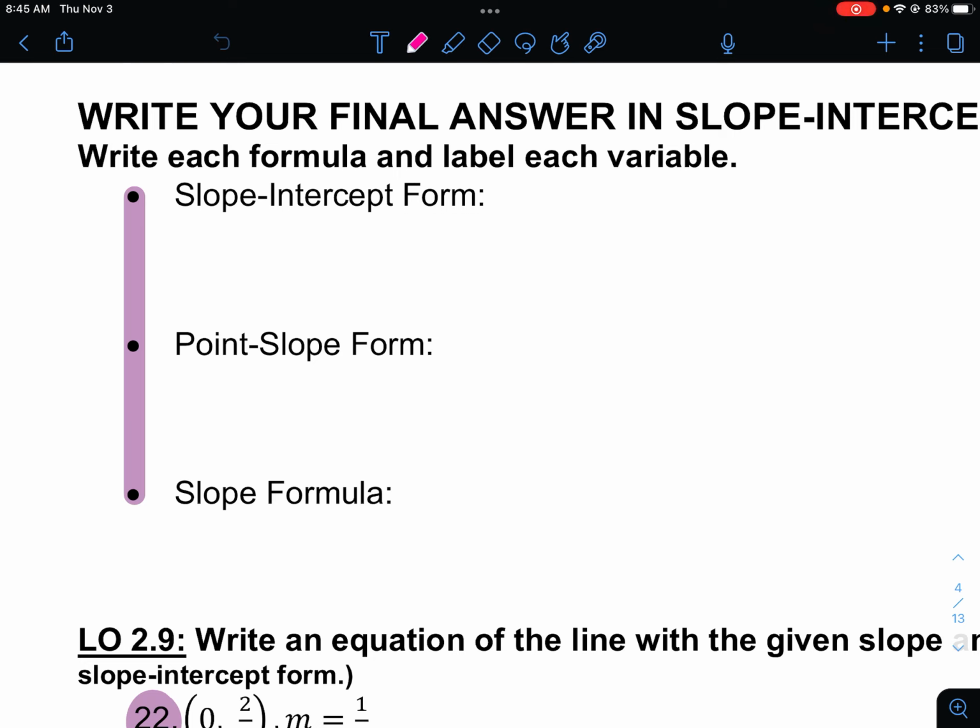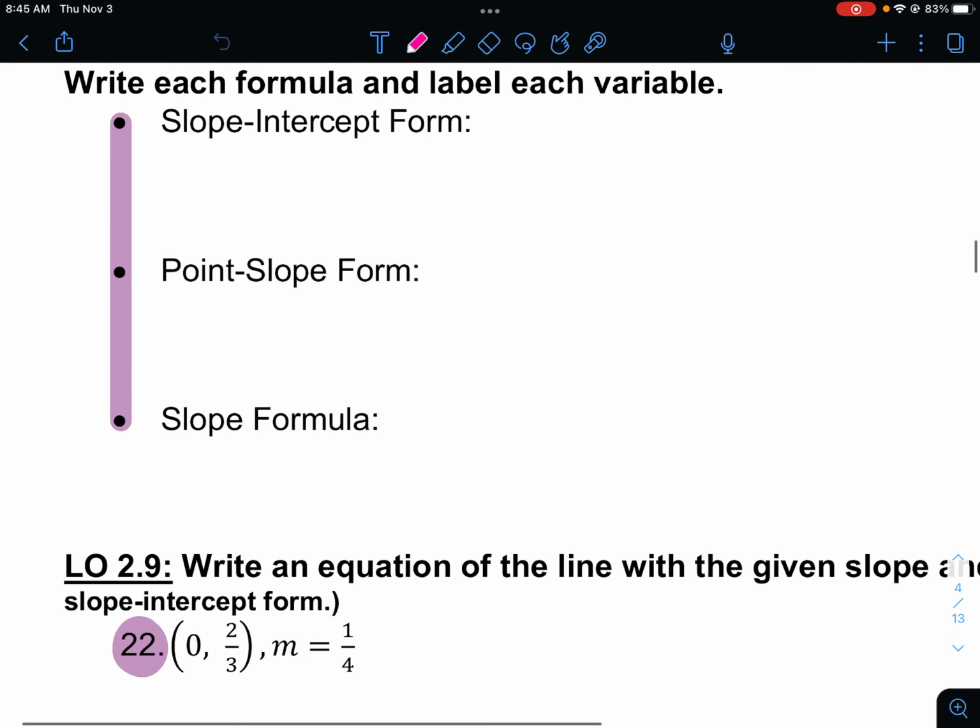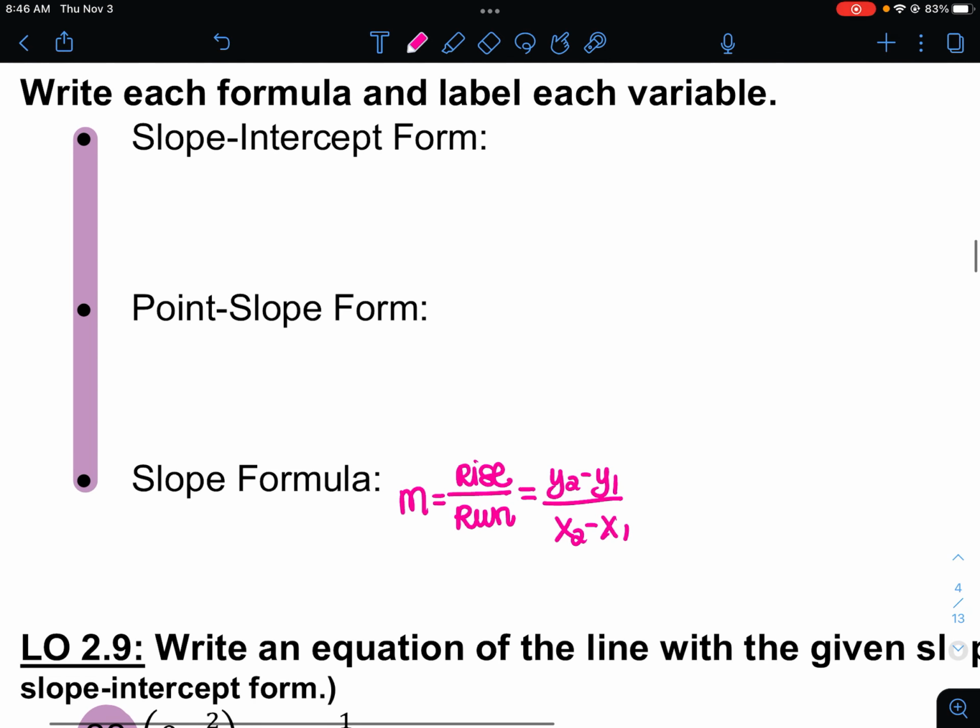So let's go ahead and talk about these different equations that you will be using to write equations of lines. So let's start with the slope formula. I think we talked about this yesterday, and you guys are pretty good at it. Remember, it is the ratio of rise to run, and it is going to be the difference in our y's. So y2 minus y1 over x2 minus x1. That is our slope formula that will help you find the slope whenever you need it.